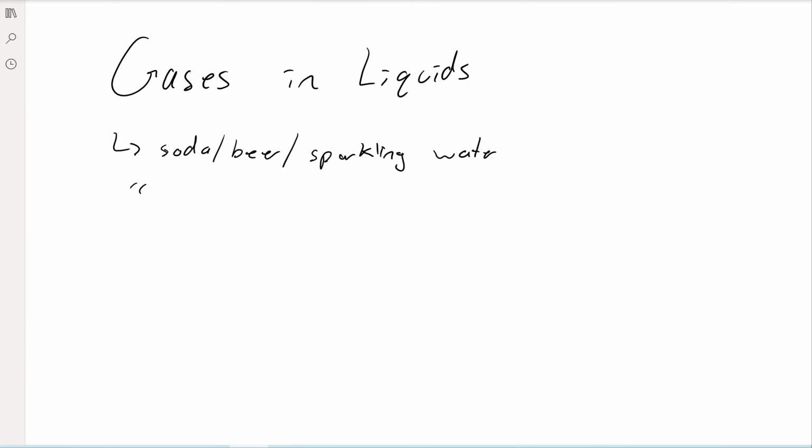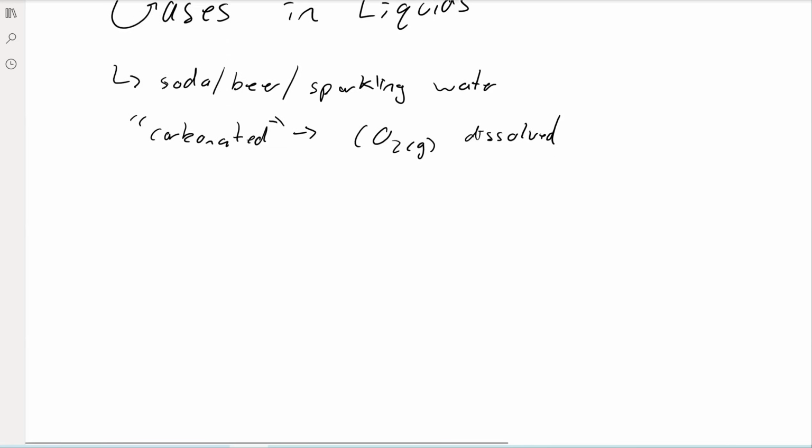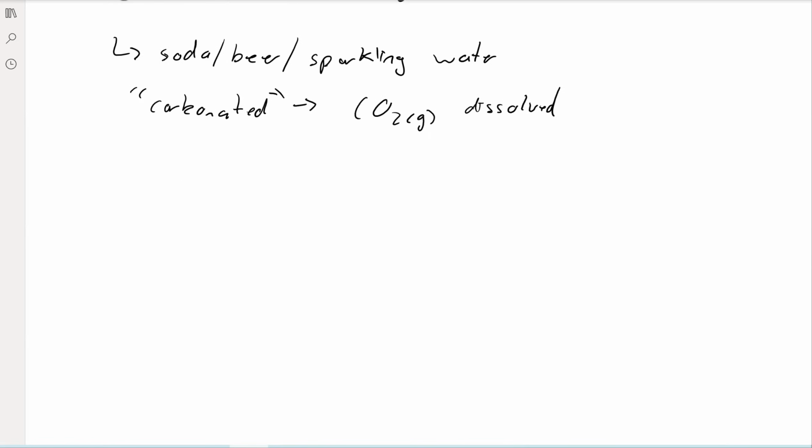All of these are said to be carbonated, right? Carbonated beverages, and that just means that we have carbon dioxide gas dissolved in them. So that's what that fizzing is. That fizzing is carbon dioxide gas leaving the solution. And so we have different solubility trends for gases in liquids.